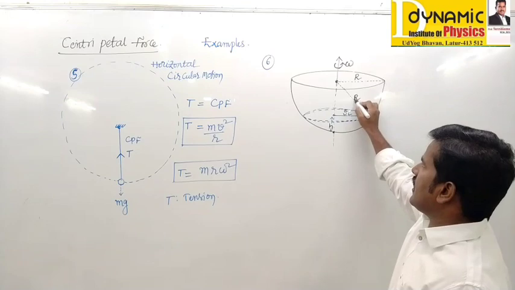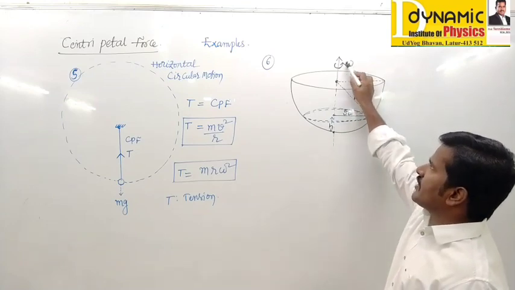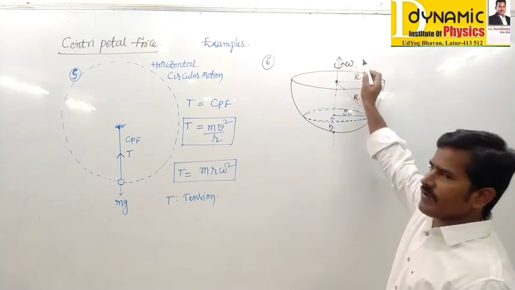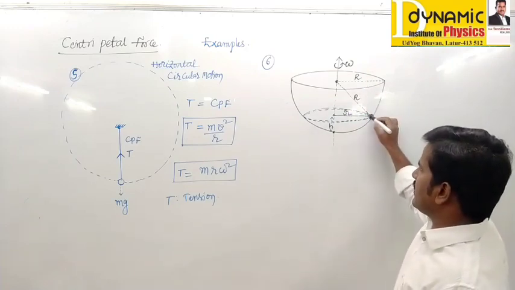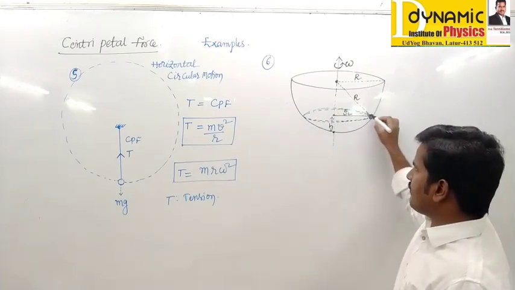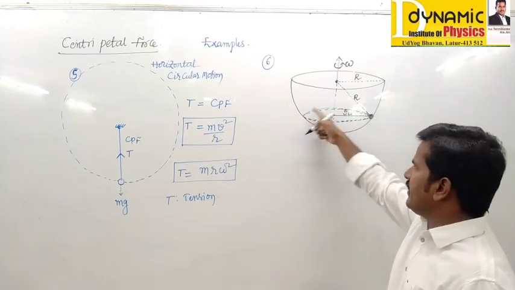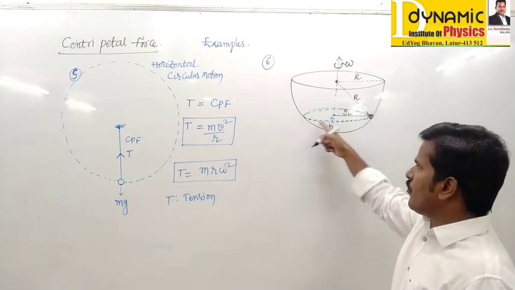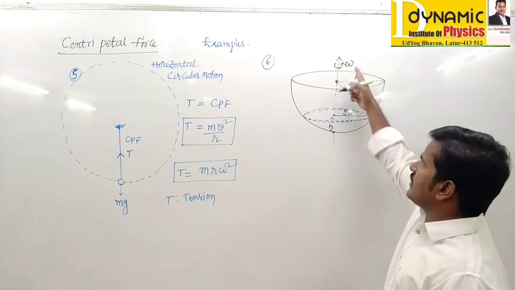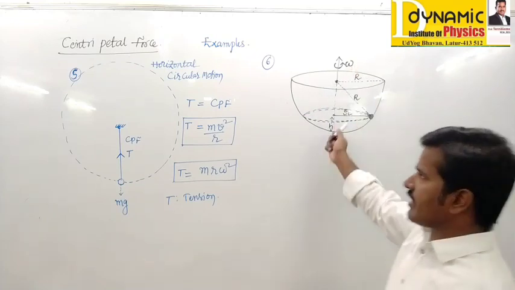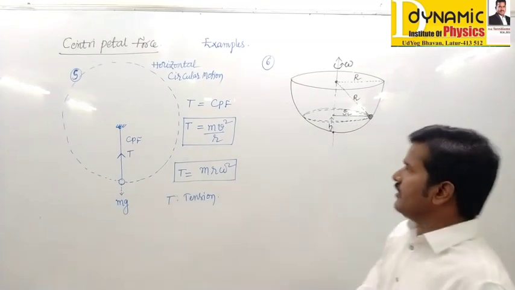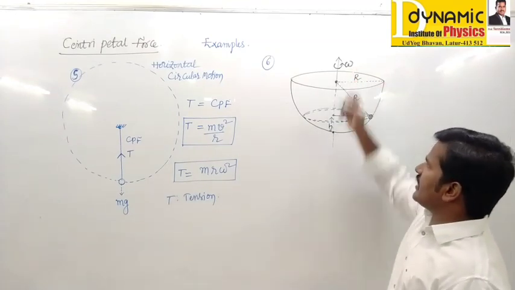What is the angular velocity of this bowl? We want the angular velocity of the bowl. This body revolves in this path, so the body should revolve in this path with what angular velocity of the bowl, we want. This is also an example of centripetal force.